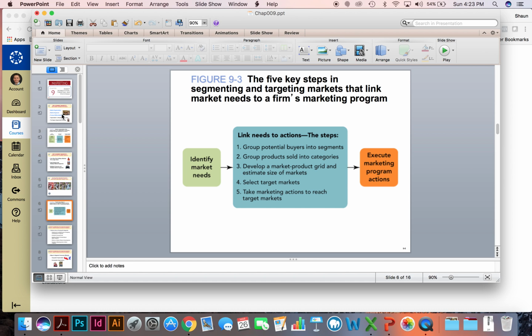I'd like you to group your products into different categories, develop a market product grid and estimate the size of the different markets. Then I'd like you to go through and select the target markets and take the marketing actions to reach those target markets, i.e., positioning your product. So let's go through each of these steps.